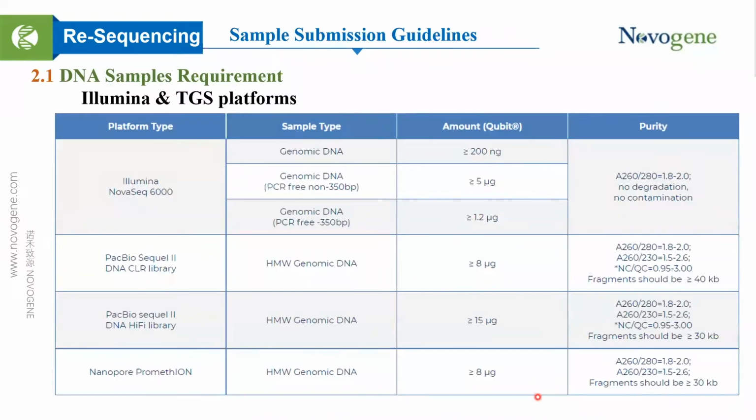And this is the detailed information of our sample submission guidelines for DNA samples, which varies according to the sequencing platform and library types. Compared to the Illumina sequencing, a higher sample requirement for third-generation sequencing is requested in terms of sample loading and fragment size. And apart from the DNA samples, we also accept non-hazardous DNA extraction from the disparate tissues.